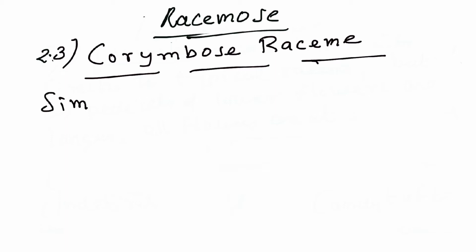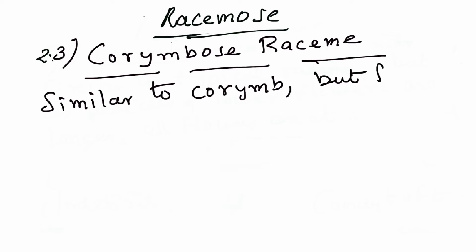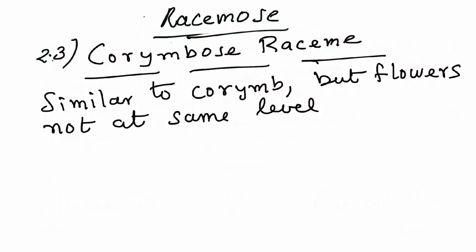Once again, interestingly, Corymbose Raceme, as the wording itself indicates, is quite similar to the Corymb inflorescence which we just discussed. But what's the difference here? The difference here is that the flowers are not at the same level. So that's a key point.